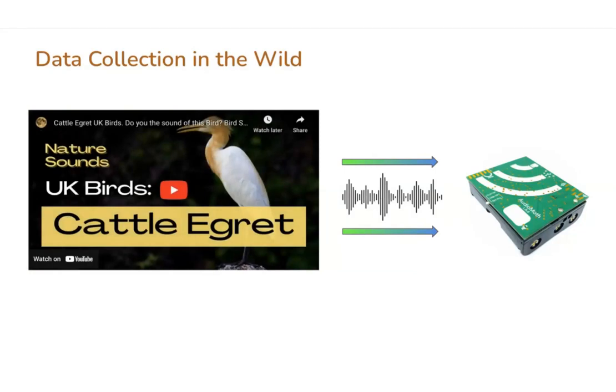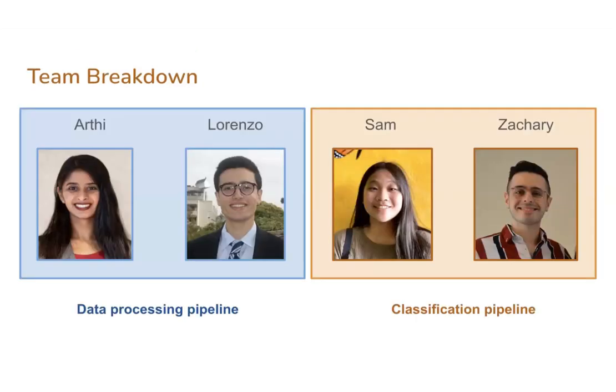However, as PAM systems may collect terabytes of noisy audio data, with other species and human encroachment polluting the recordings, extracting useful information such as where birds are present in the recording and what species they are remains an open problem. Our work was divided into two pipelines, data processing and classification. The data processing team consisted of Arthi and Lorenzo, and the classification team consisted of Sam and Zach.